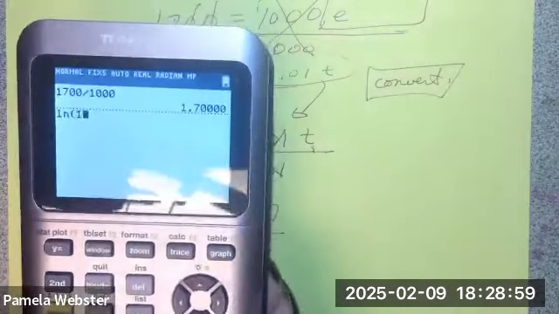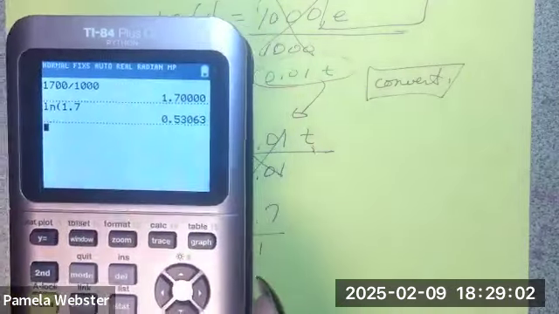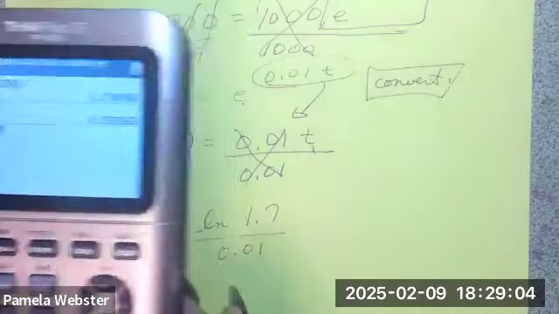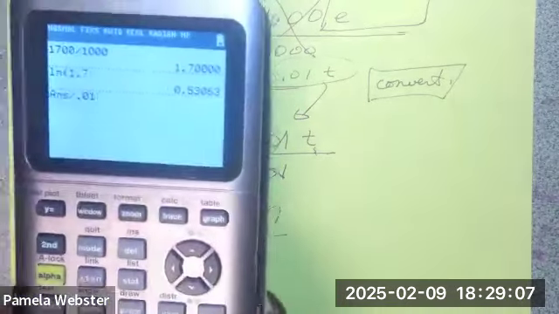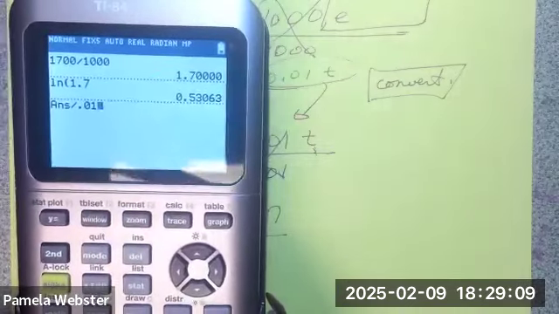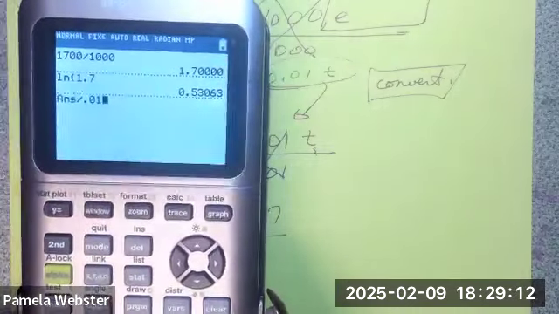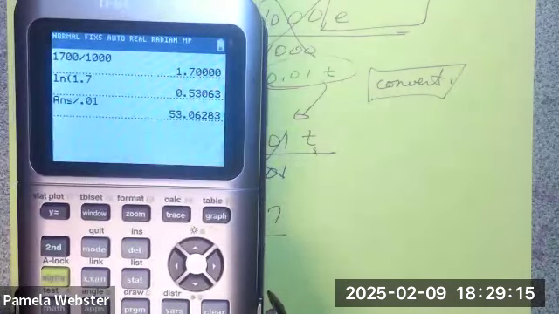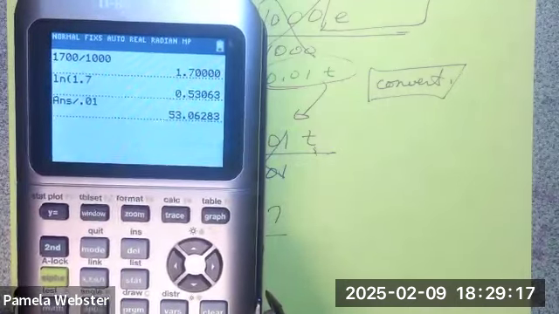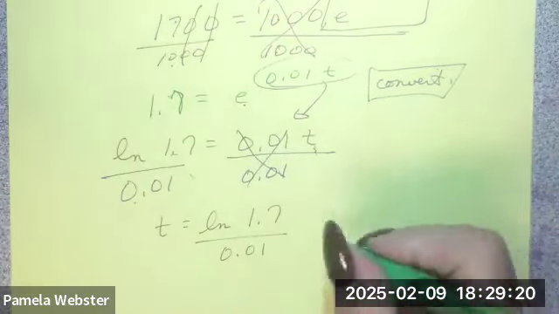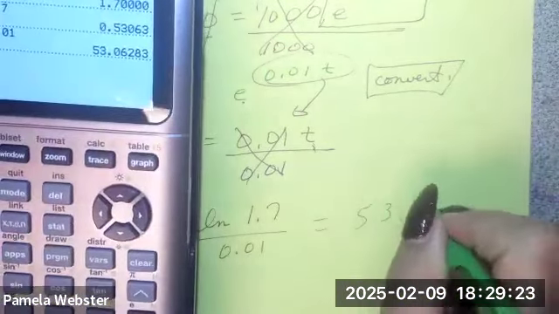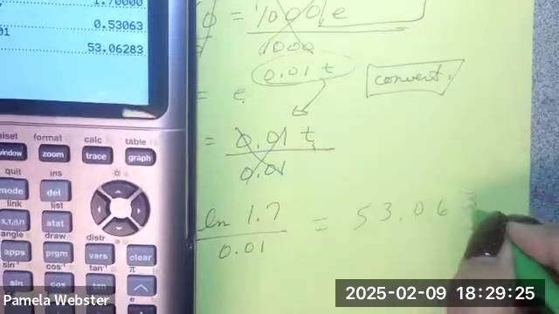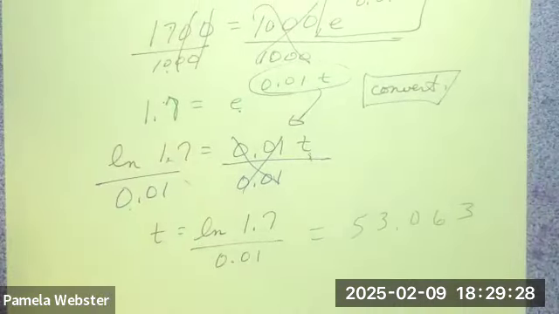The ln of 1.7 equals some decimal. Divide by 0.01. Again, what happens normally whenever I divide by a number smaller than 1? It should get bigger. There it is. So sure enough, I've got 53.06. Let's call that a 53. So bigger, more than 53 hours for this guy to come up to 1700, which is almost doubling.